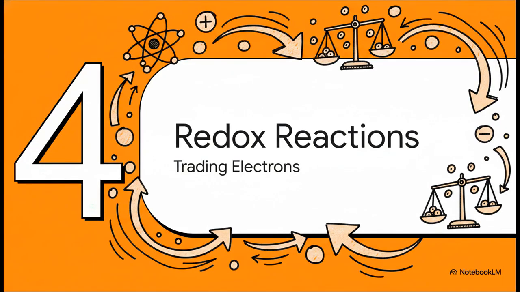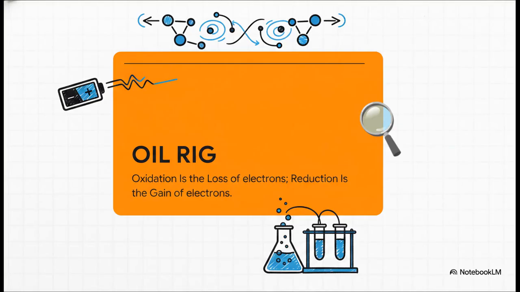Section 4, redox, which is really just trading electrons. Let's see how these elements interact when they get down to business. Listen, if you remember absolutely nothing else from this explainer, you've got to remember this cheat code: oil rig. Oxidation is the loss of electrons, and reduction is the gain of electrons. It perfectly locks the concept into your brain. In every single redox reaction, if one element is losing electrons, another is gaining them. It's a package deal. They always happen together.